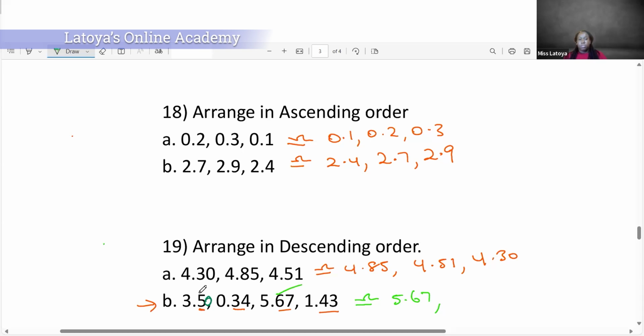Then it's going to be 3.5. Then it's going to be 1.43. And then it's going to be 0.34.